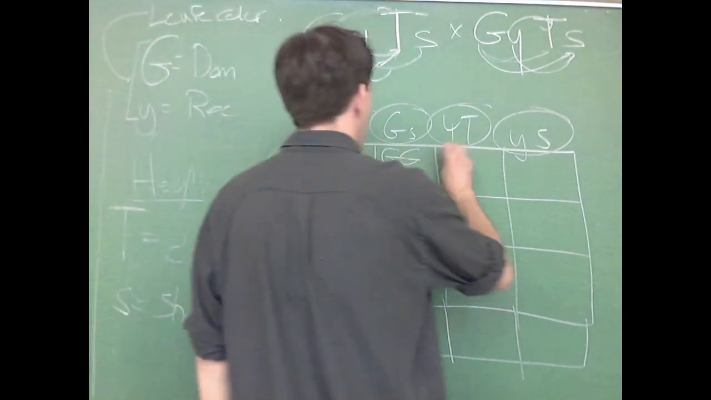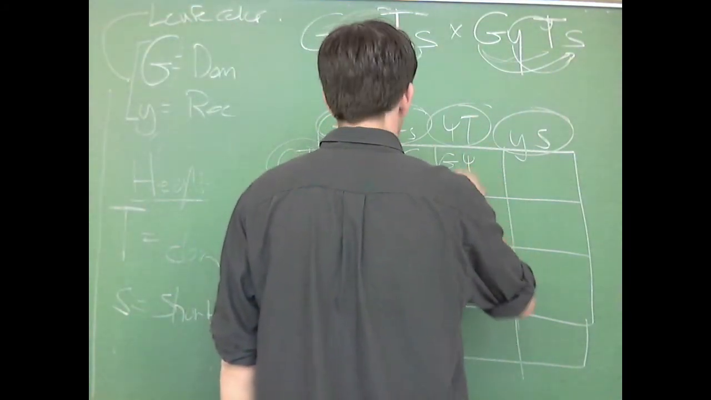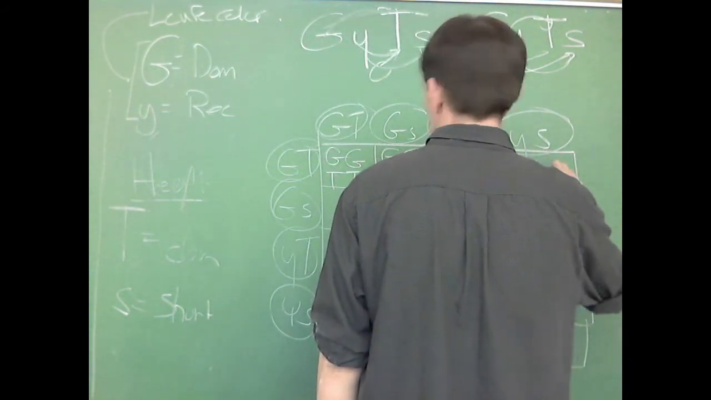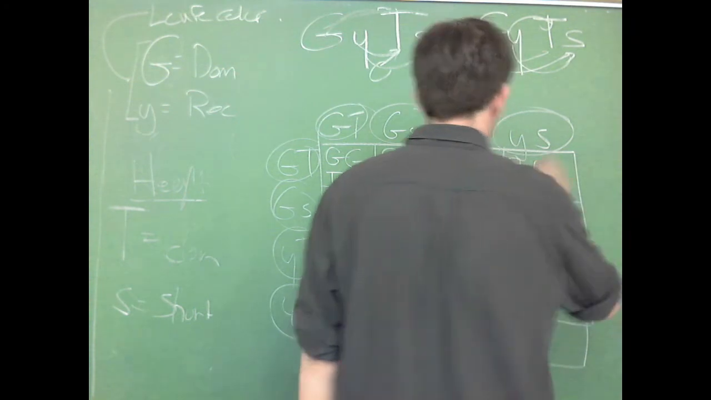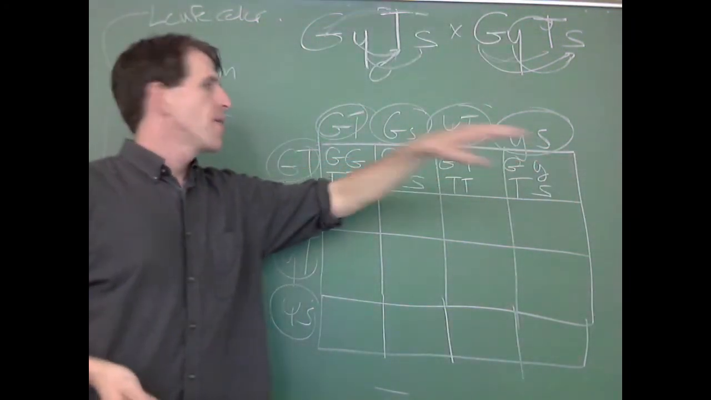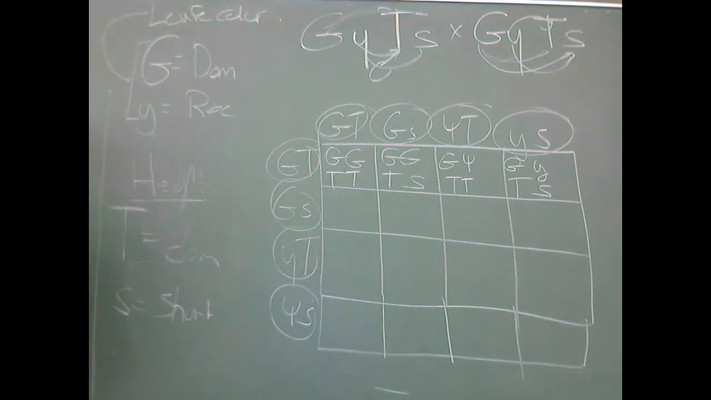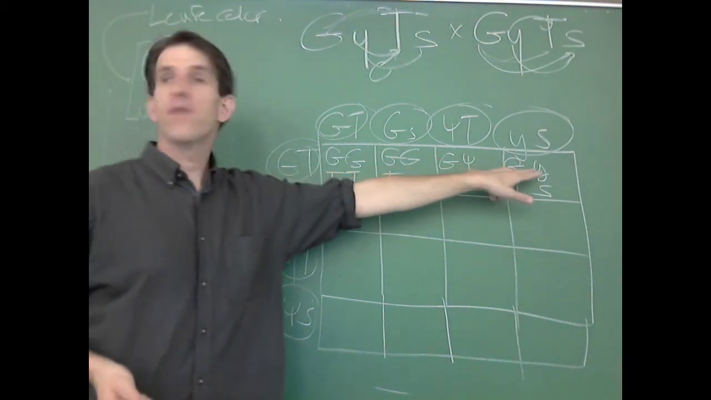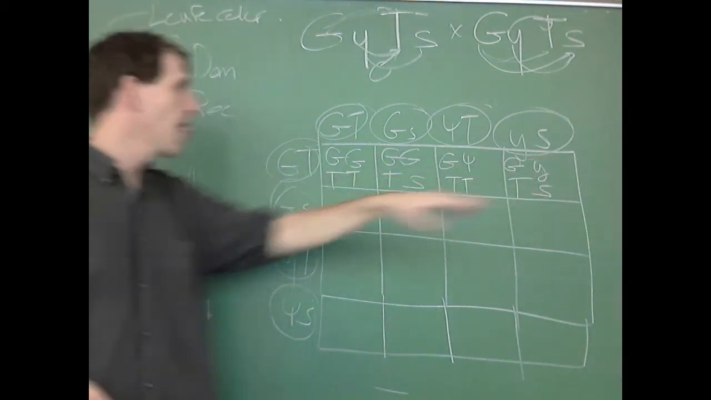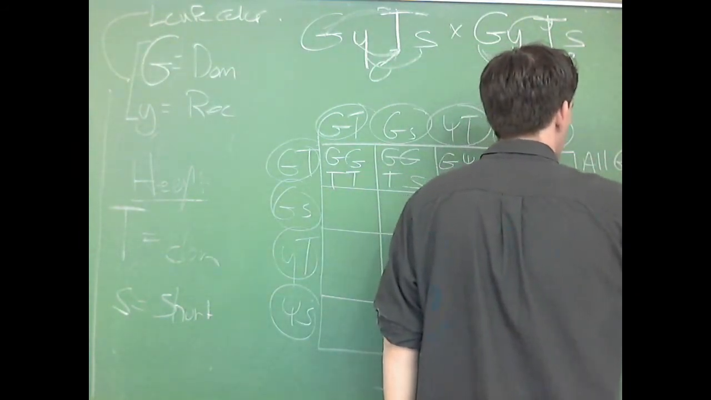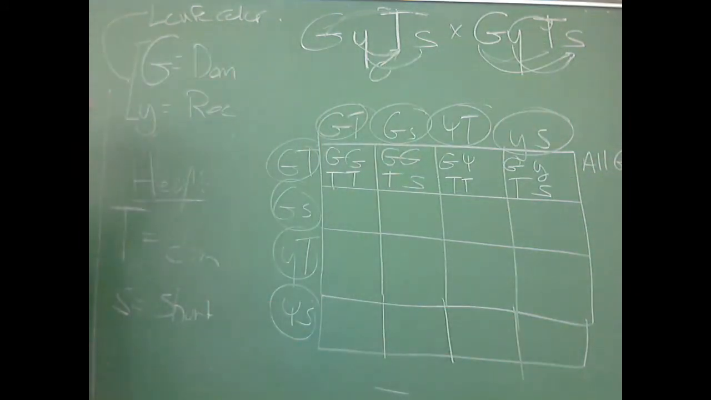So now we have green, yellow, tall, tall, green, yellow, tall, short. So let's see what we got here. Of these four, what percent will be green? No, green, green. It's heterozygous, still green, green, so they'll all be green, right? So all will be green. How many will be tall? How many will be short?